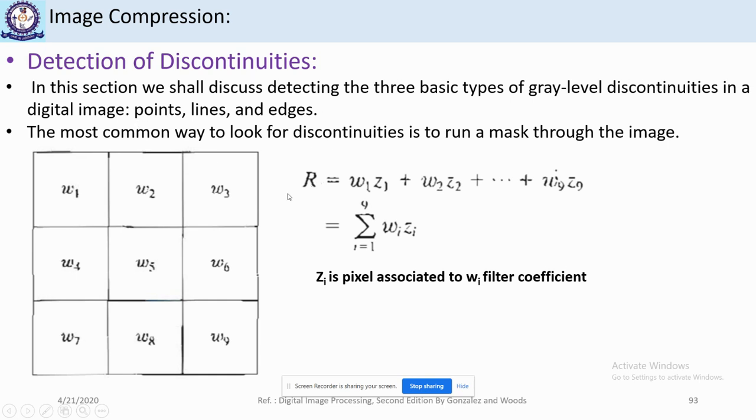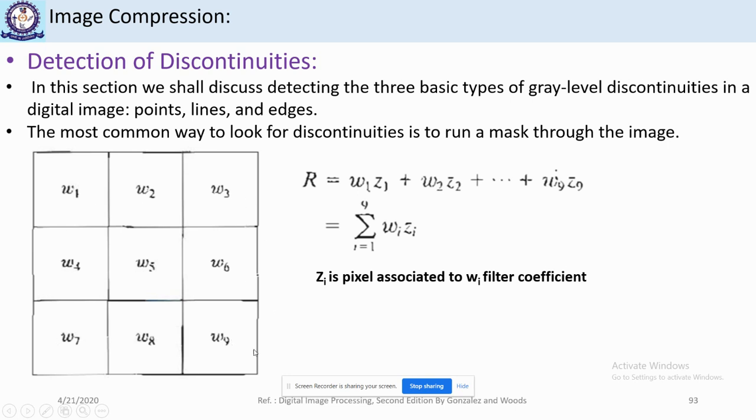The most common way to look for discontinuities is to run a mask through the image. So what do we do? As we have done in image enhancement, in spatial domain filtering, we used to run a mask through the image. The same thing we will do here also to find the discontinuities in the image.